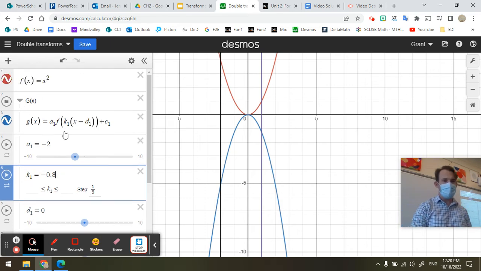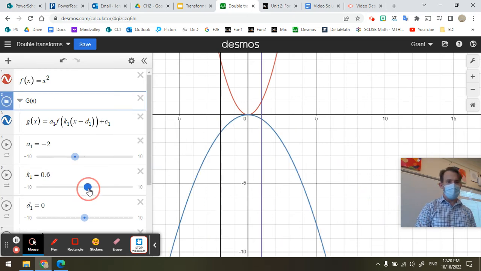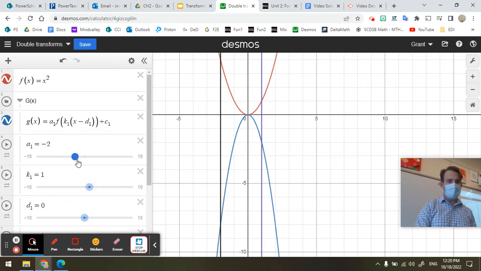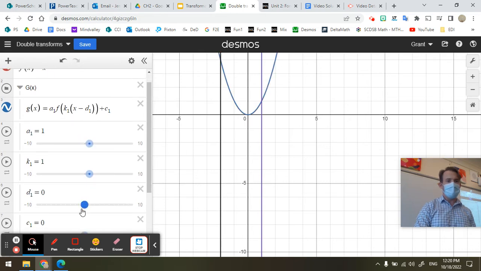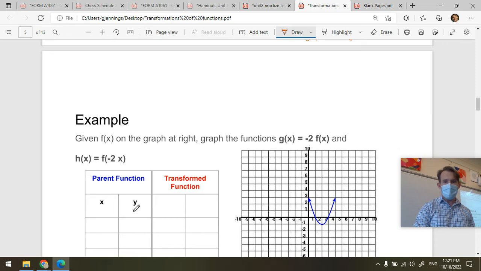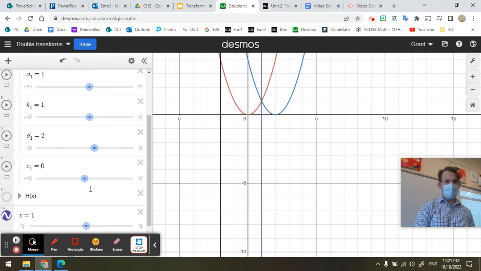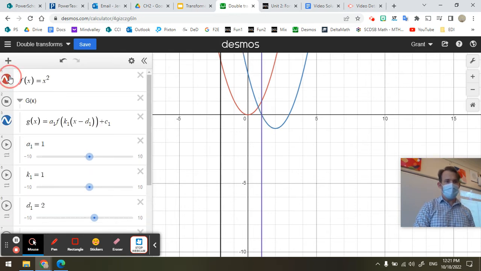So let me prepare another example for you. I'm just going to restore K and A to identity, and I'm going to recreate our new function, the one that you're going to look at on the next page. It has a D value of 2 and a C value of -1. Okay.